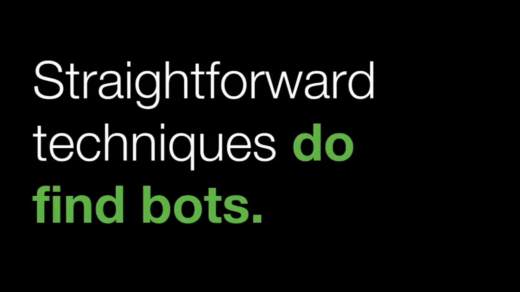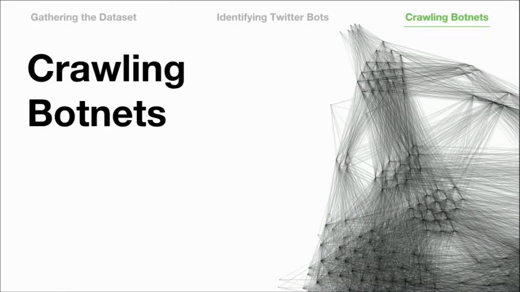But what we want you to take away is that straightforward techniques do help find bots. We didn't invent a new machine learning technique or really change the parameters associated with the defaults for these particular algorithms, but we were able to identify bots with high accuracy, precision, and recall. So now that we've identified some of these accounts that have a high probability of being bots, can we find some connections? Can we find a larger botnet? And Jordan's going to talk a little bit about that.